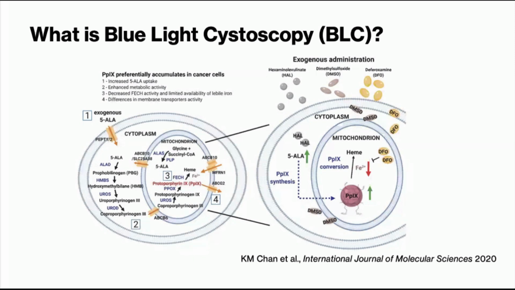But 5-ALA is not actually the compound that we use these days. You may have heard of something called Cysview, which is also known as hexaminolevulinate, or HAL. And this is an ester derivative, which is more lipophilic than 5-ALA. And so it's taken up into cells more rapidly and metabolized into 5-ALA, which induces the same effect with fluorescence by accumulation of protoporphyrin 9.